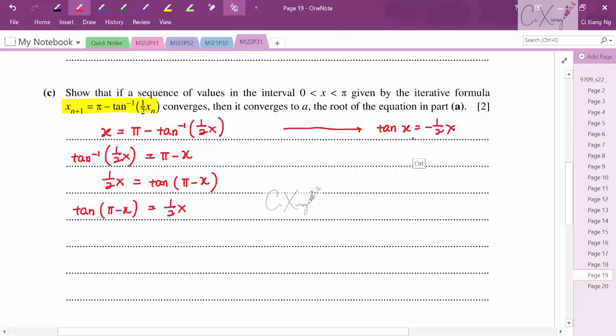If I compare with the answer that I want, I should have a tangent x here, but in my solution I am currently at the term tangent of pi minus x. So I have to further simplify it. You can use some basic knowledge of trigo, where pi minus x refers to a value in the second quadrant. In the second quadrant, tangent is negative. So the value should be negative tangent x. You can straight away change it in this way, and it equals to half x. After that, we have tangent x equals to negative half x.